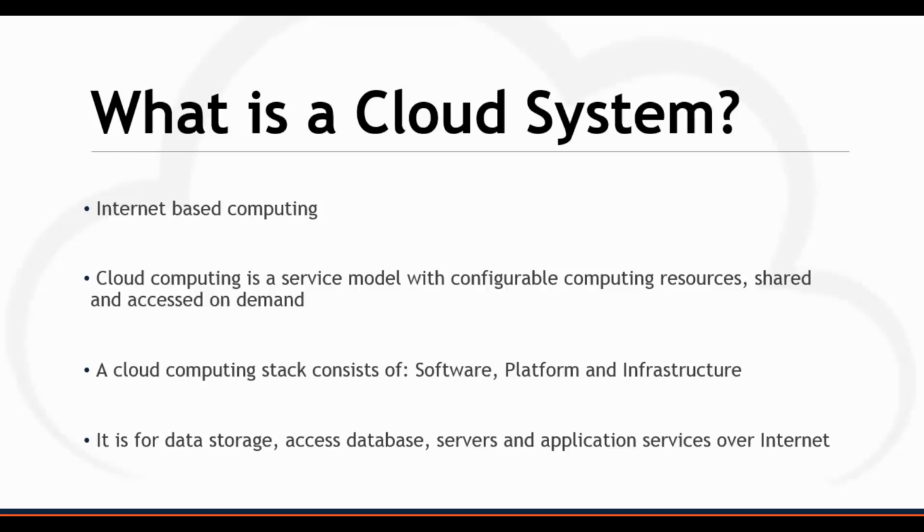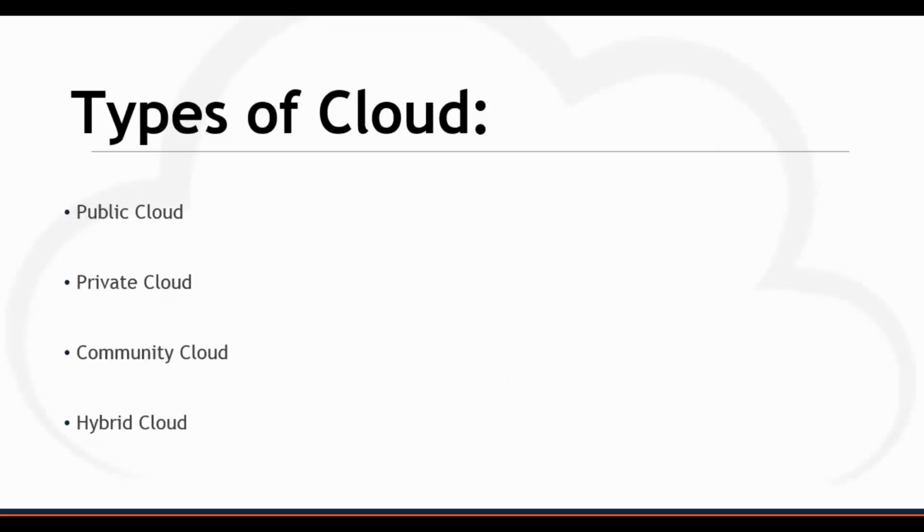It is massive data processing, and it is easy to access your programs, any data, the server itself, databases over the internet, or in sync with other information on the web. The main types of cloud include public cloud, private cloud, community cloud, which is a cloud shared by more than one organization that shares common cloud requirements, and then a hybrid cloud, which is a mixture.